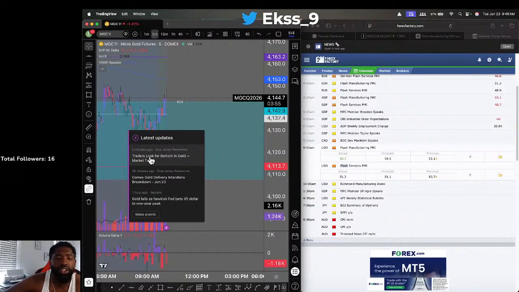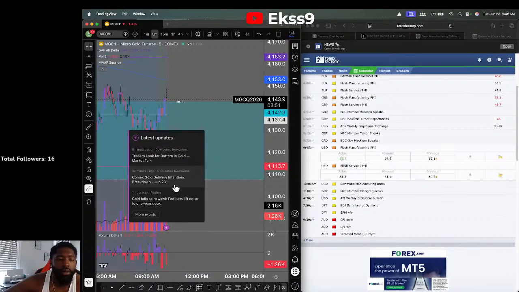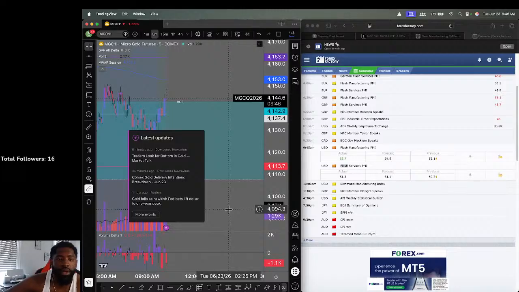Look, it says traders look for bottom in gold, market talk. That's just a small news update from TradingView.